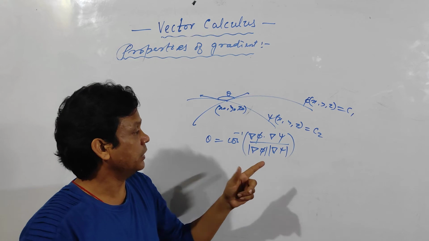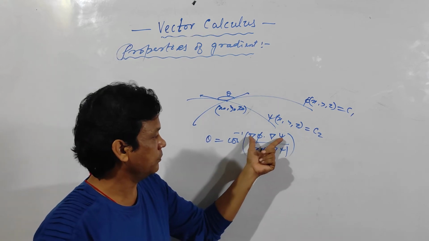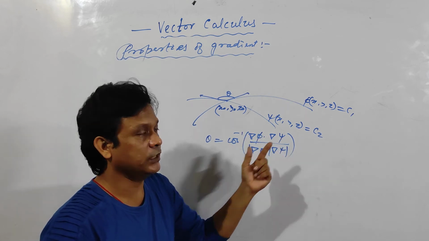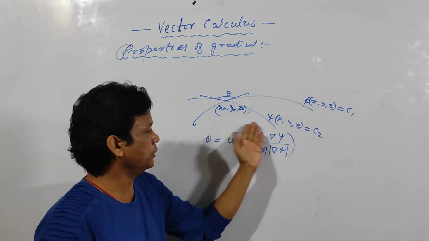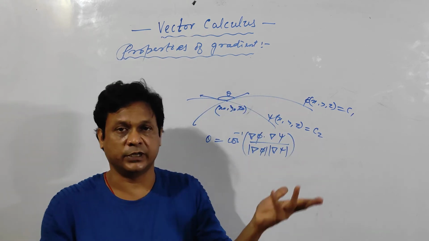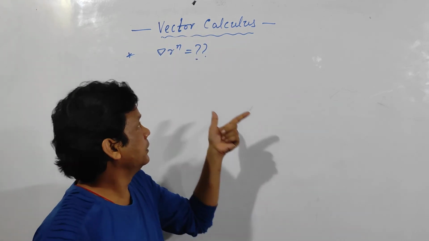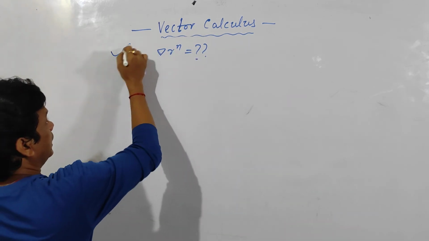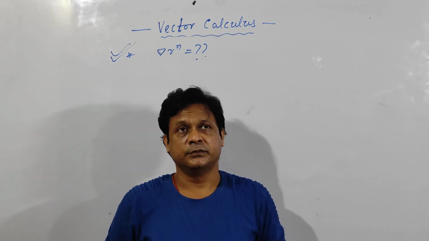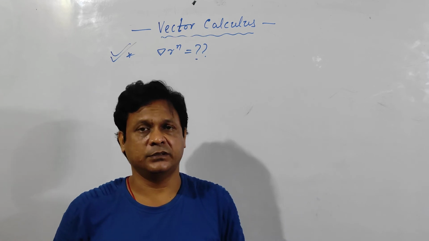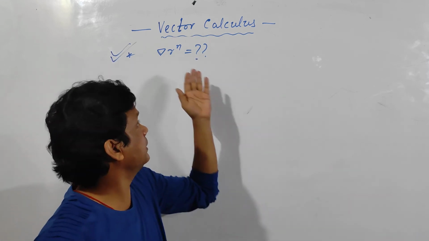And already I have told you how to find out grad phi and grad psi at a particular point. So you can find out grad phi and grad psi, and you can find out the dot product also, and you can find out the magnitude also. So simply put in the formula so that you can get the angle between the two curves. Clear? See here, this point is very important, and you have to apply this formula. In almost all problems you have to apply this formula.